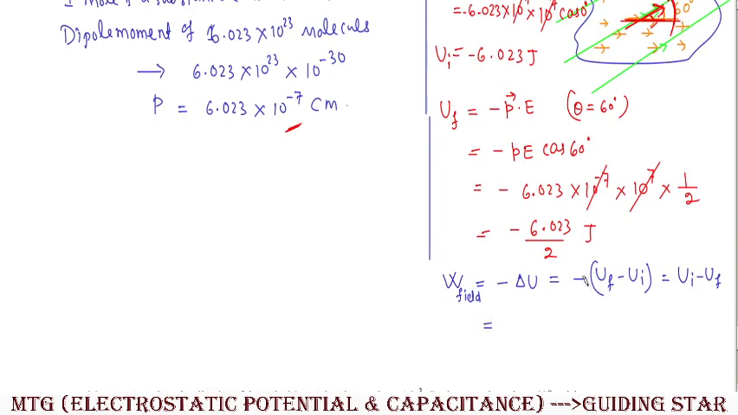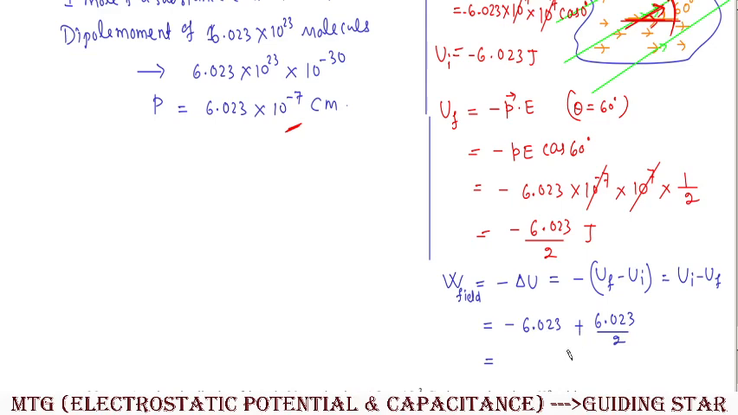So here what is U initial? U initial is minus 6.023, minus U final is minus, that means it will be plus 6.023 divided by 2, this much. Clear? So finally in this particular case, how much will we be getting? We'll be getting approximately, if I take approximately 6, so 6 minus 6 by 2, it will be coming out to minus 3.